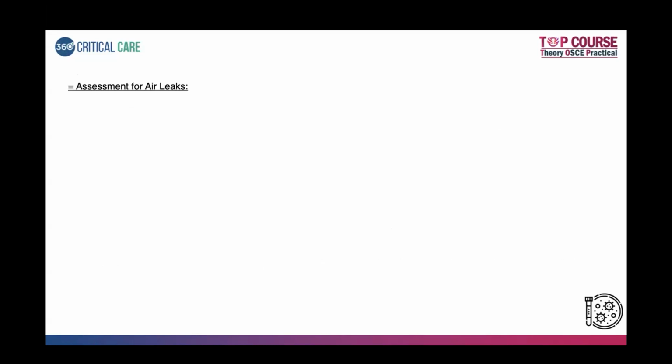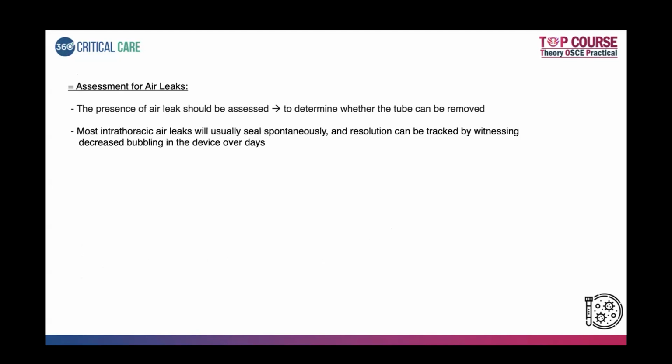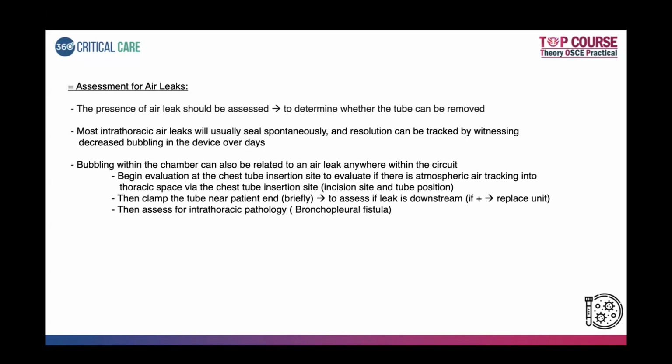Then one of the most important things for assessment is assessment of air leaks. The presence of air leaks should be assessed to determine whether the tube can be removed. Most intrathoracic air leaks will usually seal spontaneously, and resolution can be tracked by witnessing decreased bubbling in the devices over days. Bubbling within the chamber can also be related to an air leak anywhere within the circuit. Now, our usual mentality is that if there is an air leak in the system, it is usually associated with a bronchopleural fistula. That is not the case.